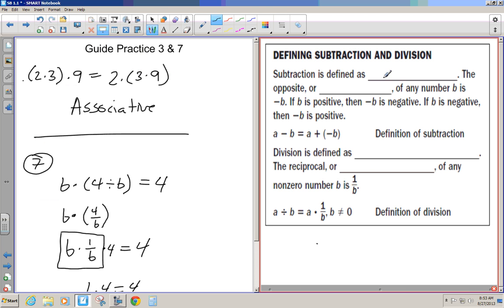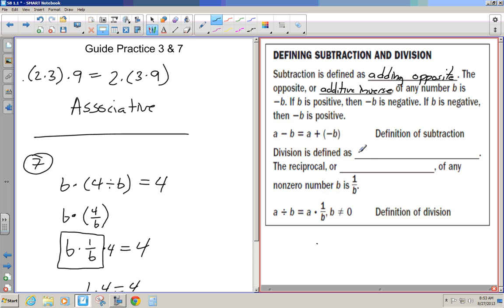Alrighty. Definition of subtraction and division. We're almost done. Defining subtraction. Subtraction is defined as adding opposites. And the opposite or additive inverse of any number b is negative b.